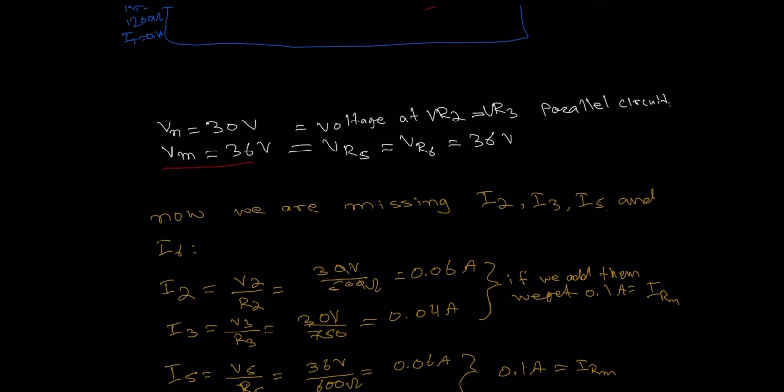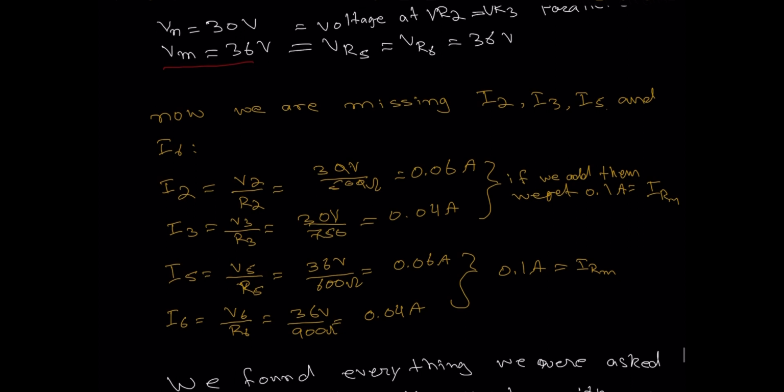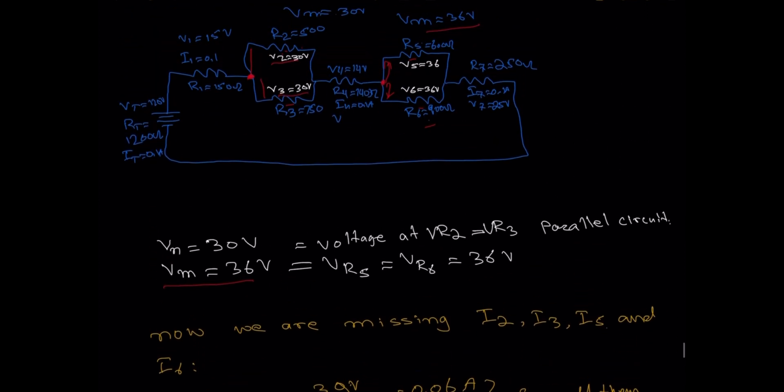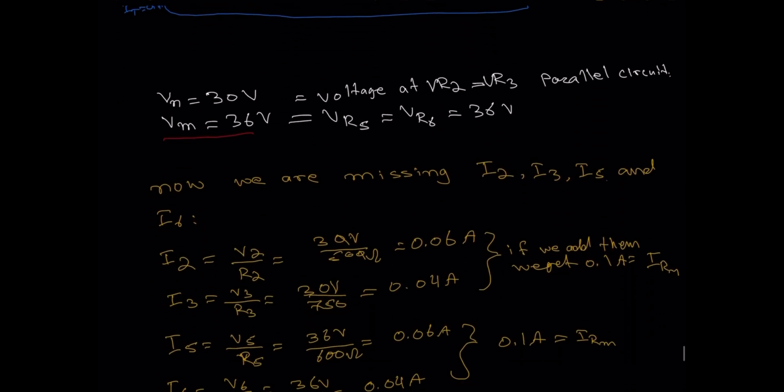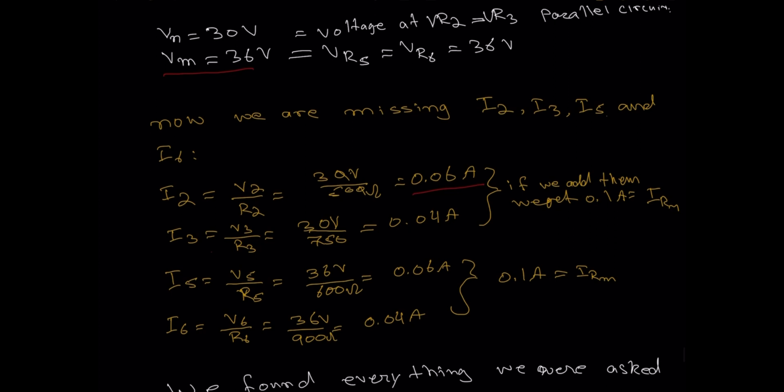So now we can find I2, I3, I5, and I6. To do that, I2 will be equal to V2 over R2. V2 we said was 30 volt. We found it here. 30 volt divided by 500 ohm will give me 0.06 amp for I2. I3 using the ohms formula, V3 over R3, will be 30 volt divided by 750 ohm, giving me 0.04 amp.